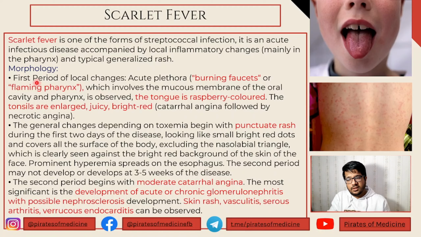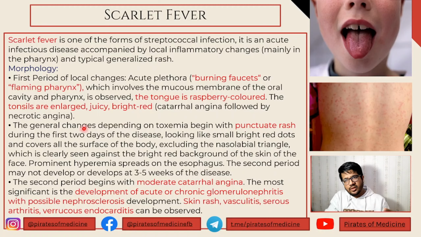in the first period of the changes, there is acute plethora or burning faucets, or flaming pharynx, it can also be said, which involves the inflammation of the oral cavity and the pharynx. Also, the tongue is raspberry colored, you can see, and the tonsils are enlarged and they are bright red and juicy. So then we can have this punctate rash, you can see in this picture.